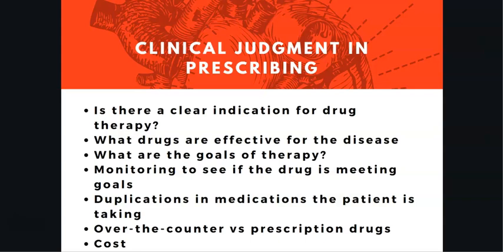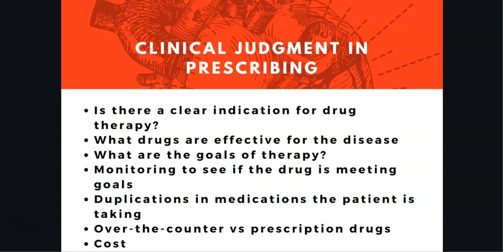So when we're talking about clinical judgment in prescribing, before you pull out your prescription pad, which is old school because now everything is done by electronic health records, you need to ask, is there a clear indication for drug therapy? Does someone with a cough and nasal congestion that comes to you after they've had it for 2 days need a prescription for an antibiotic? Is there an indication for an antibiotic or a cough suppressant? So you need to know, is there an indication?